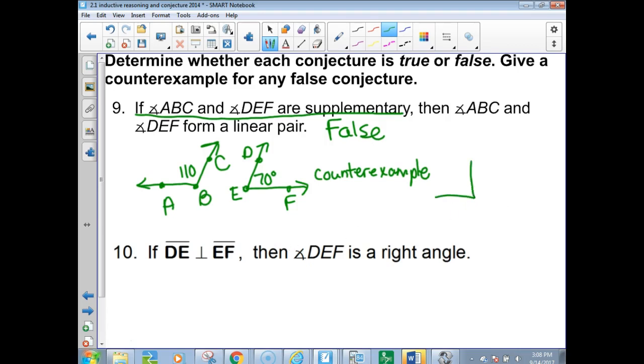I could have also just done two 90s that weren't attached also. That's another way to have done it. They didn't have to be congruent though. You don't have to draw this. I just thought I'd point out it wouldn't be wrong for you to do this.